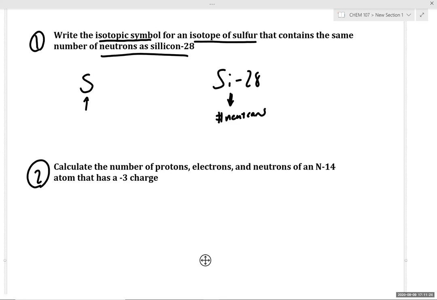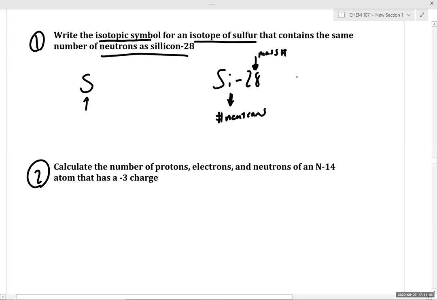Okay, so let's discuss this example. First we need to unpack silicon 28. What is this number 28 representing? Yep, it's representing the mass number, okay?